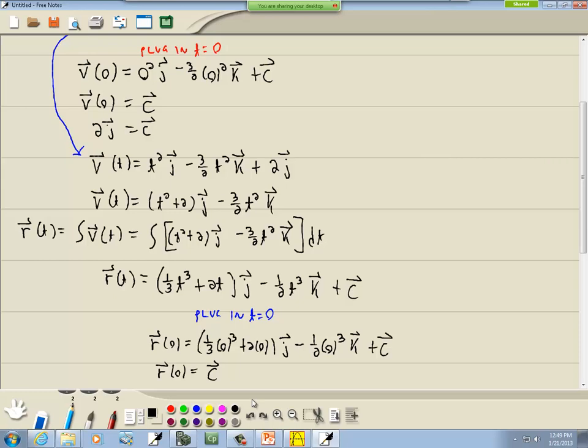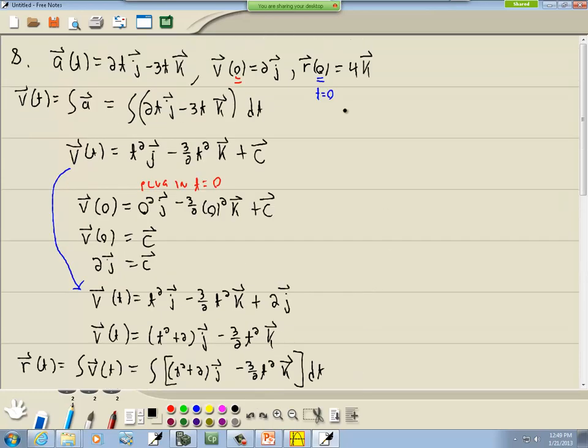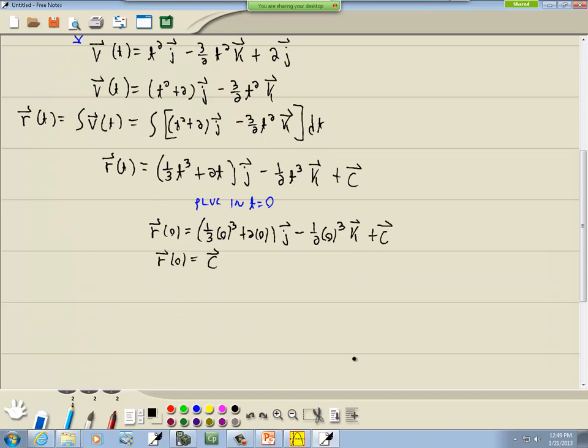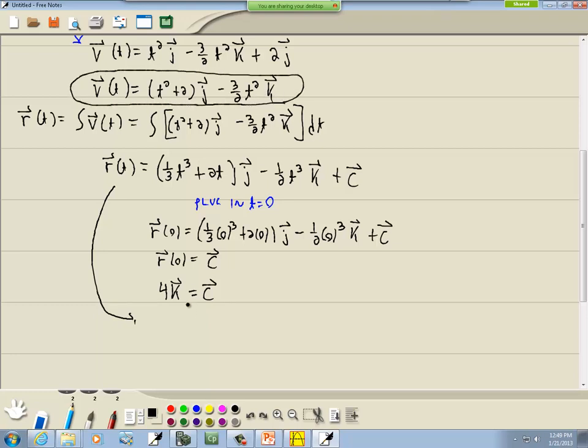Well, let's go up here. r of 0 is equal to 4k. So now we're going to replace the r of 0 with 4k. So this is, why am I having so much trouble writing? 4k is equal to our constant vector. So now this position vector right here becomes, let me circle, they were asking for the position vector, so there's our first answer. So I now plug 4k in for the c.